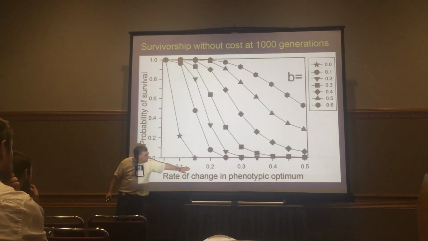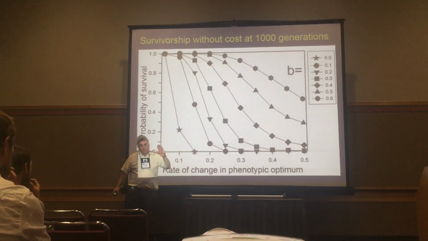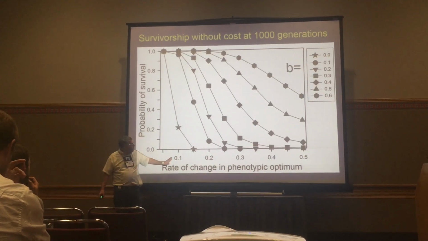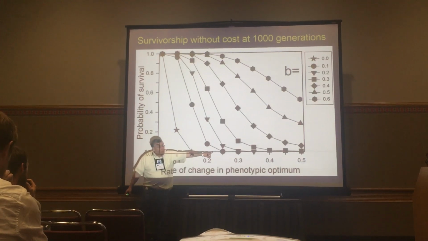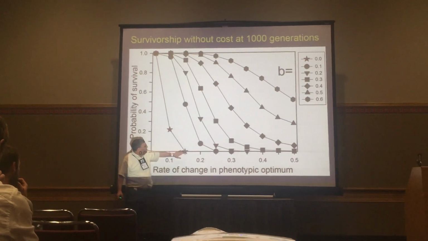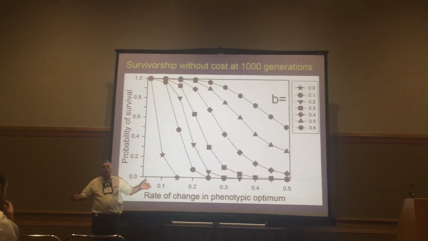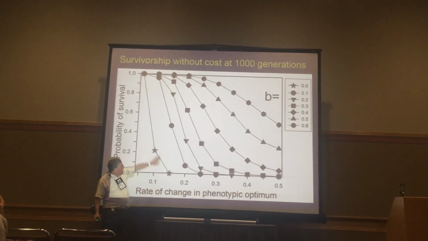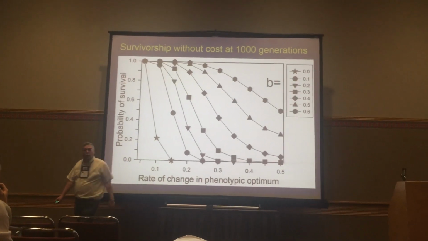Now, the x-axis here is not time anymore, but the rate of change. So we looked at what happened at various different rates of change. So change rate small, rate large. The stars here, this is the population where B equals 0, i.e. there's no plasticity at all, and as you can see, populations go extinct at a fairly low rate of change.